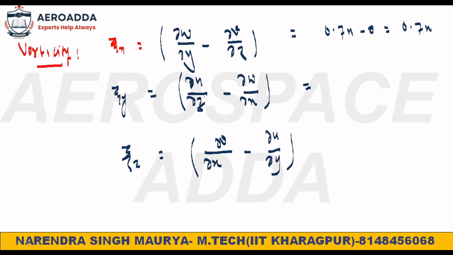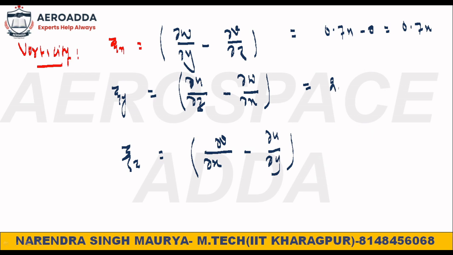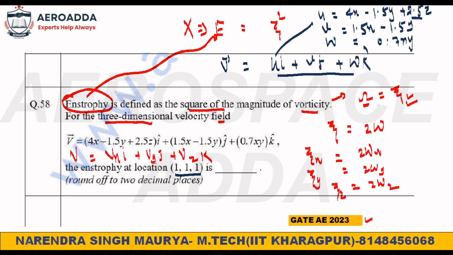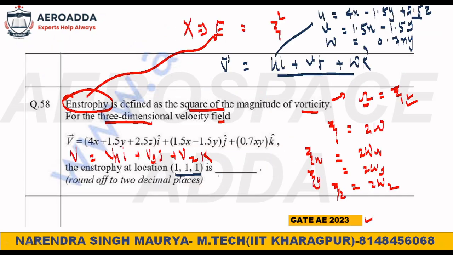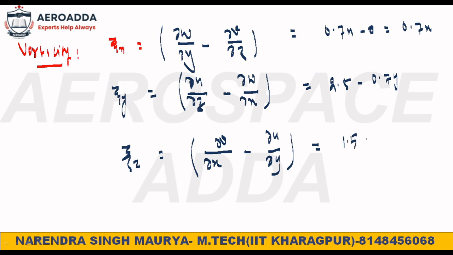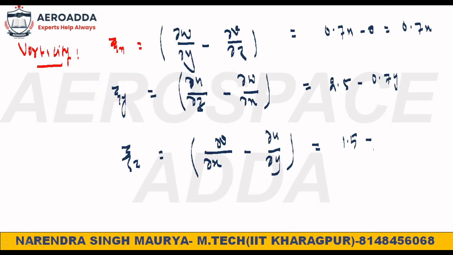Now tell me, what is dou u by dou z? See, dou u by dou z, this is the u, 4x minus 1. So dou u by dou z is nothing but 2.5 only. What is dou w by dou x? Dou w by dou x is nothing but minus of 0.7y. Now what is dou v by dou x? Check. This is the v. What is dou v by dou x? It's 1.5, minus what is dou u by dou y? Dou u by dou y is nothing but again 1.5. Check everybody. This one is right? Yes or no?